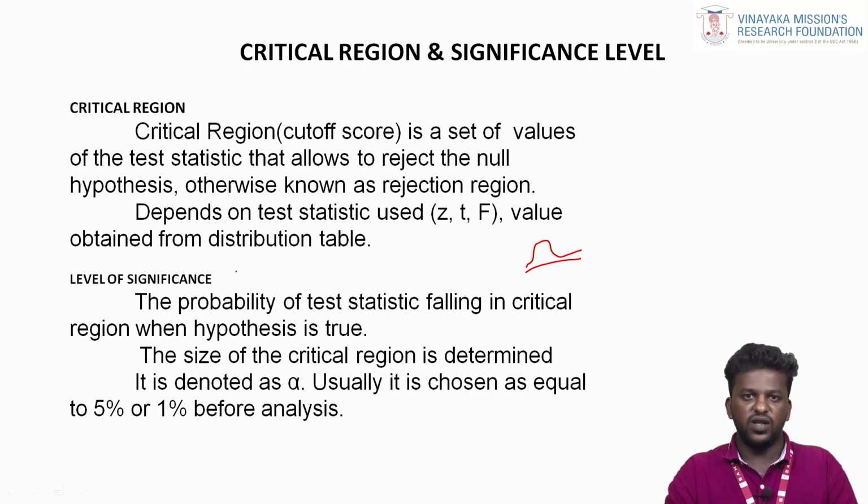Level of significance. Level of significance means error term. Okay. So this error term is used to define the size of the critical region. It is the probability of test statistic falling in the critical region when the hypothesis is true. It is also denoted as alpha. Usually alpha, that means level of significance, is taken as 5% or 1%. So 5% means the data set contains 5% of error, 95% confidence interval. If error is 1%, then confidence interval is 99%.